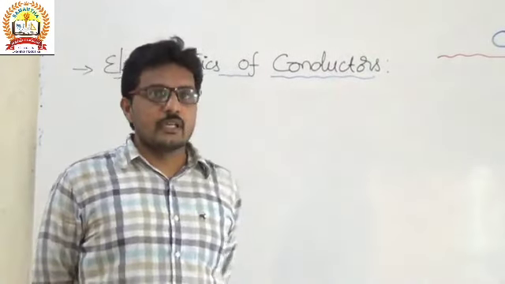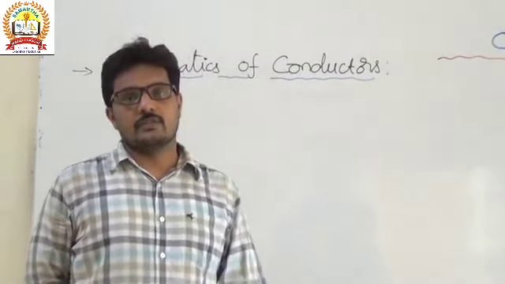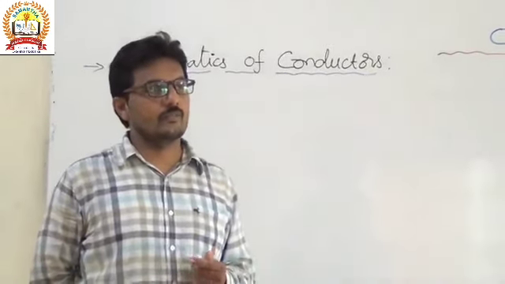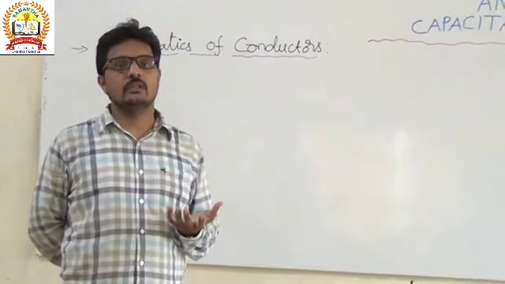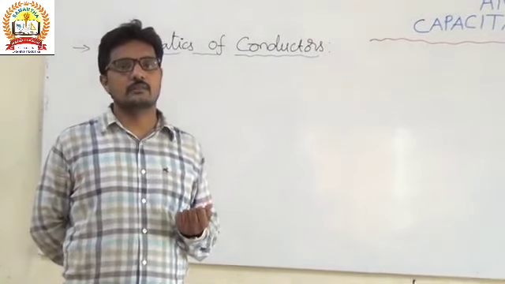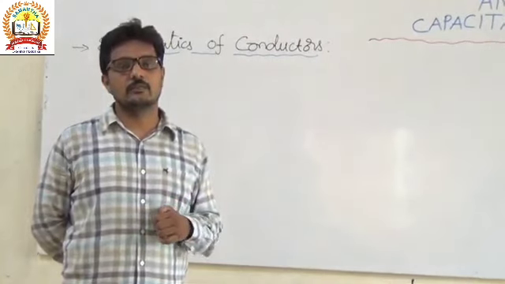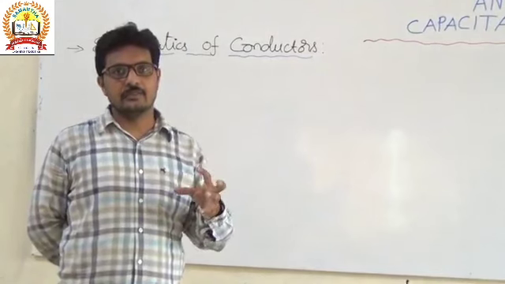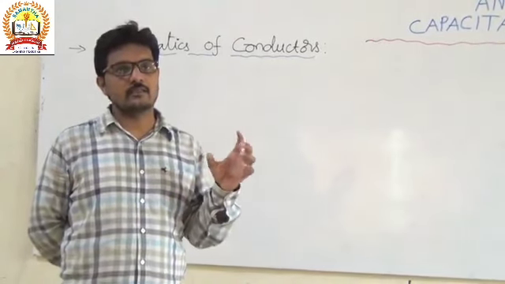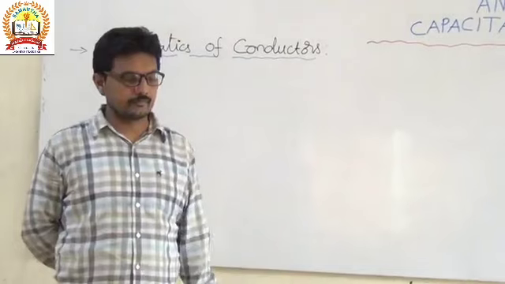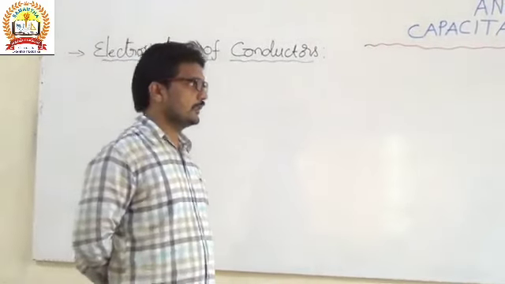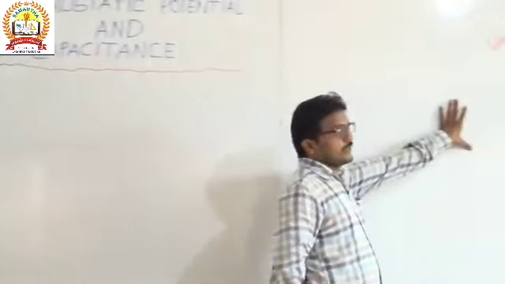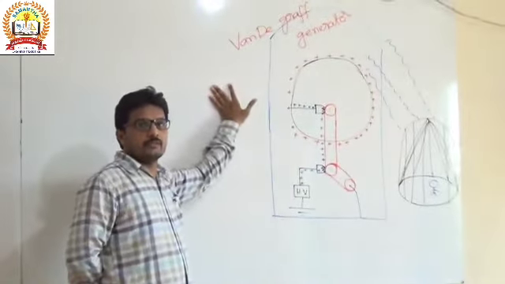So, what is the use of the Van de Graaff generator and how does it work? That is our motto. Because if you know the function of the Van de Graaff generator, then we can easily understand electrostatic shielding. It is also one example that makes it easy to understand. That is the reason I want to discuss it. So observe the diagram of the Van de Graaff generator.